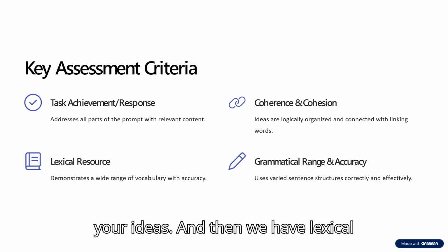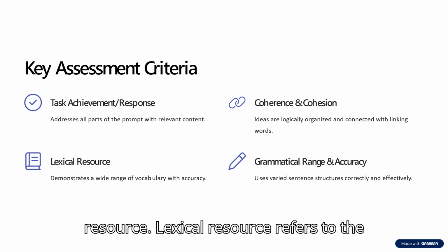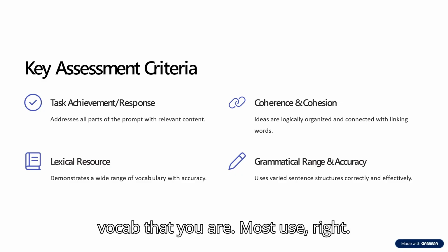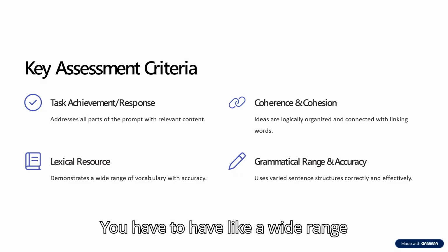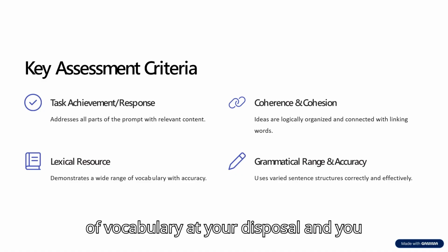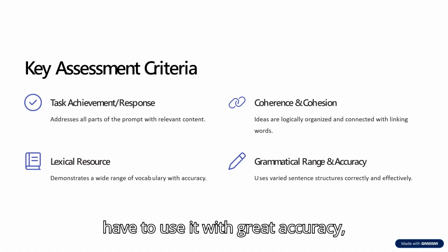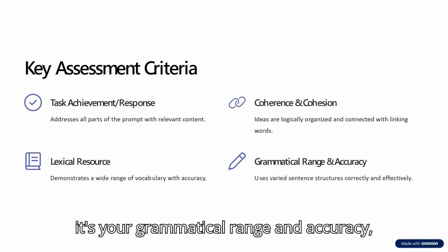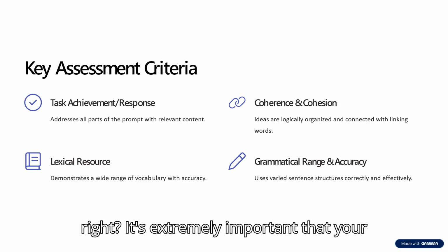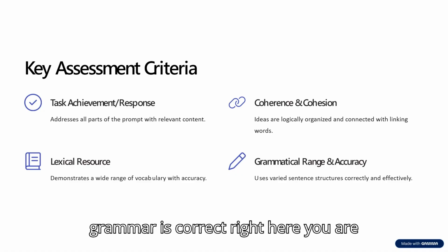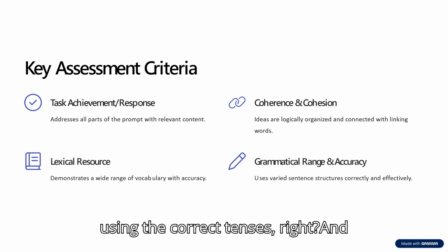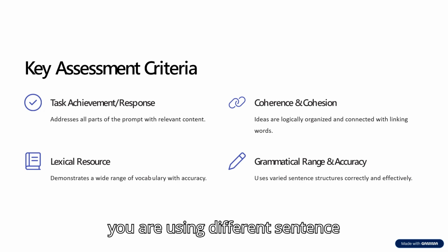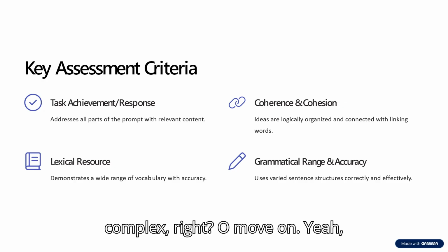And then we have lexical resource. Lexical resource refers to the vocab that you are supposed to use. You have to have a wide range of vocabulary at your disposal, and you have to use it with great accuracy. And then last but not the least, it's your grammatical range and accuracy. It's extremely important that your grammar is correct, you are using the correct tenses, and you are using different sentence structures like simple, compound, complex.